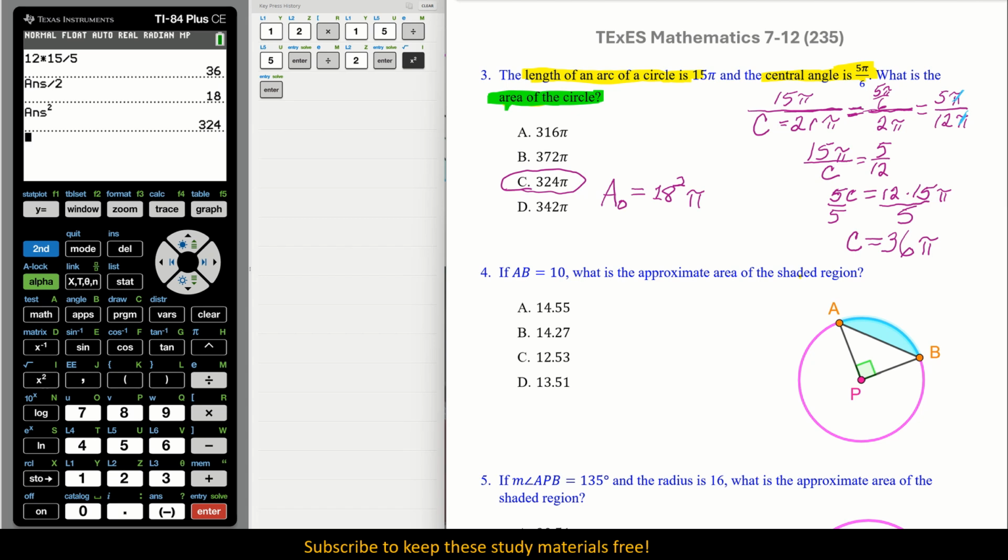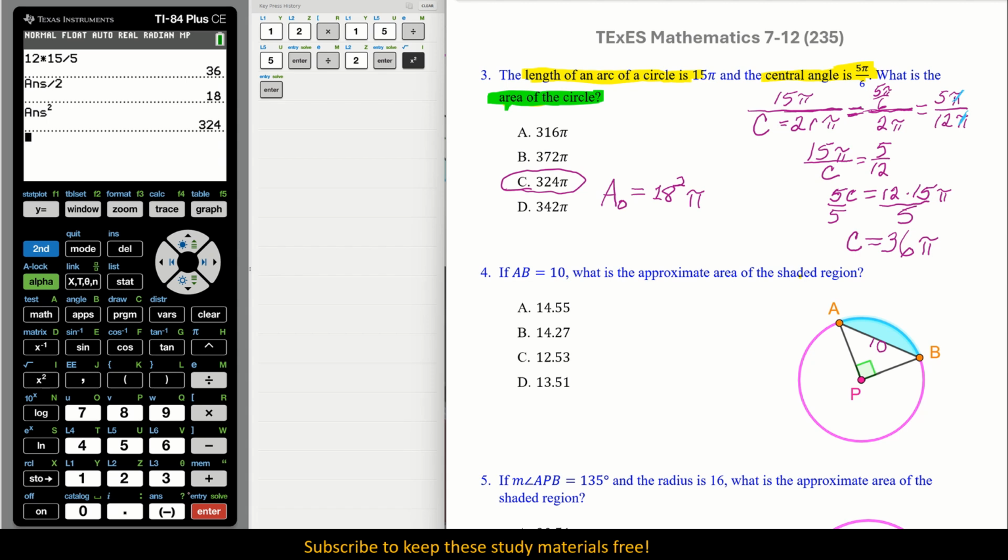All right. Now, let's go to number 4. If AB equals 10, what is the approximate area of the shaded region? Okay, this particular question, there's a lot of parts to that. There's a lot of working parts going on, okay? So first, I'm going to say that's 10.